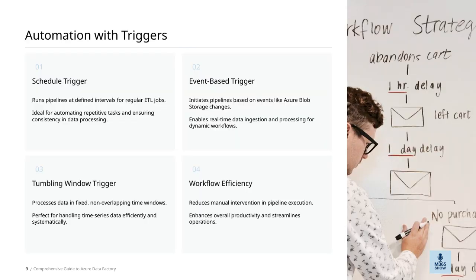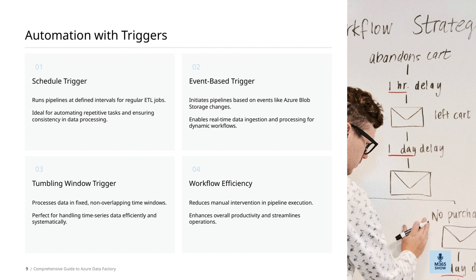Let's talk about automation with triggers in Azure Data Factory. This feature helps reduce the need for manual intervention during pipeline execution, which means less time spent on repetitive tasks and fewer chances for errors. As a result, it significantly boosts overall productivity and makes operations much more streamlined.